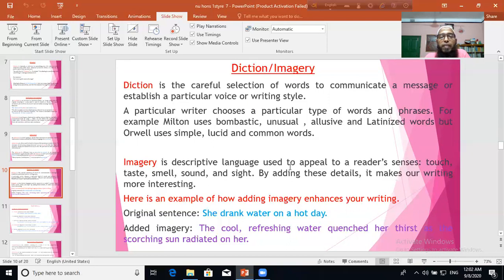Imagery is descriptive language used to appeal to a reader's senses. So touch, taste, smell, sound, and sight, the five senses. By adding these details, it makes our writing more interesting.